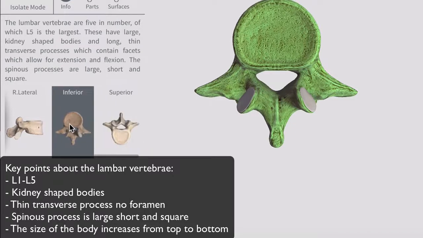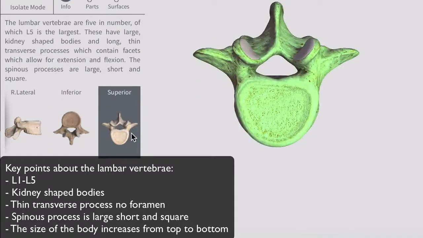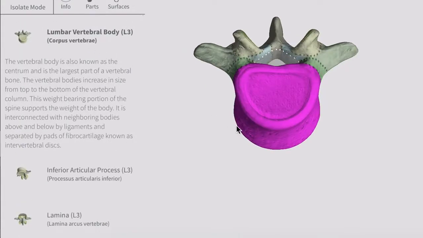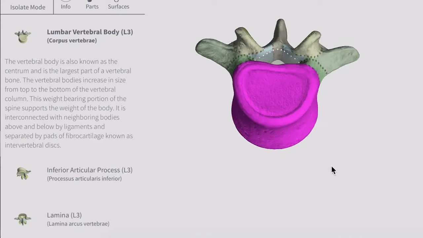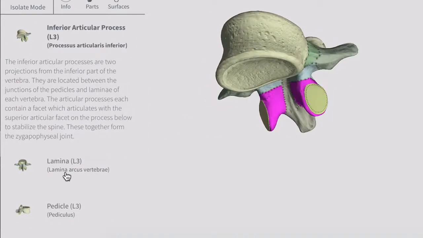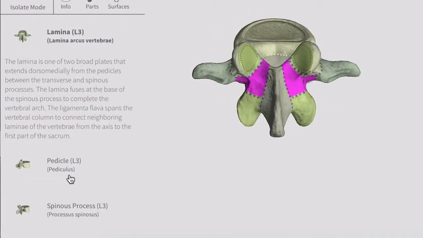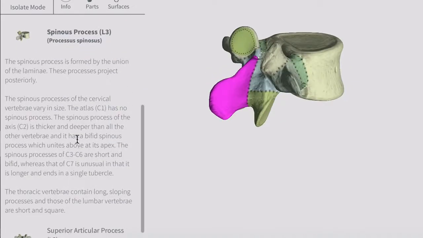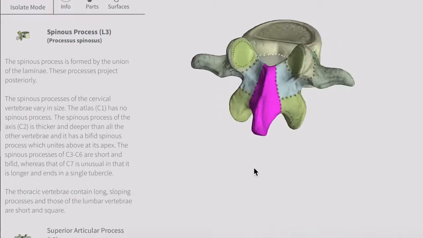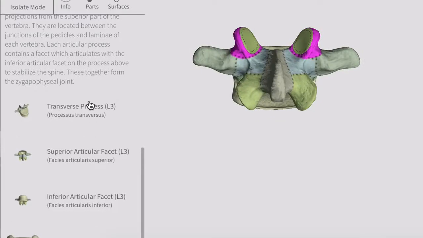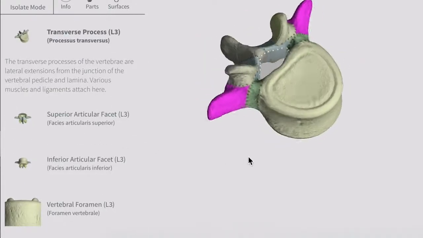Hopefully, I know that I'm talking really fast through the videos and you're not getting a chance, but do pause the videos and read what's on the screen on the left as well as what comes up on the screen. So the vertebral body is also known as the centrum, or the corpus in Latin. In the lumbar region, they increase in size from top to bottom. So you've got the lamina, you've got the pedicle again, you have the spinous process, or processus spinosus, as you would refer to it. You also have the superior articular process and transverse process, but this time it doesn't have any costal facets because no ribs attach here.